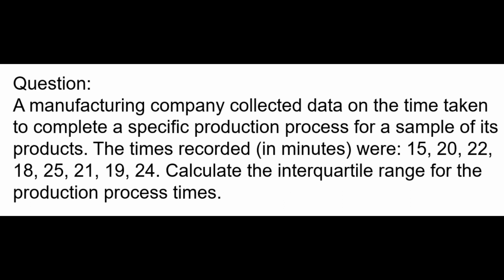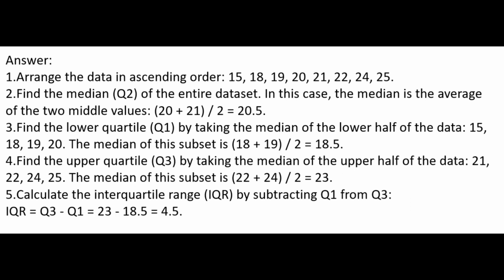The times recorded were 15 minutes, 20 minutes, 22 minutes, 18 minutes, 25 minutes, 21 minutes, 19 minutes, and 24 minutes. Calculate the interquartile range for the production process times. And for the answer, the median is 20.5, the lower quartile, Q1, is 18.5, the upper quartile, Q3, is 23, and the IQR is 23 minus 18.5 equals 4.5.